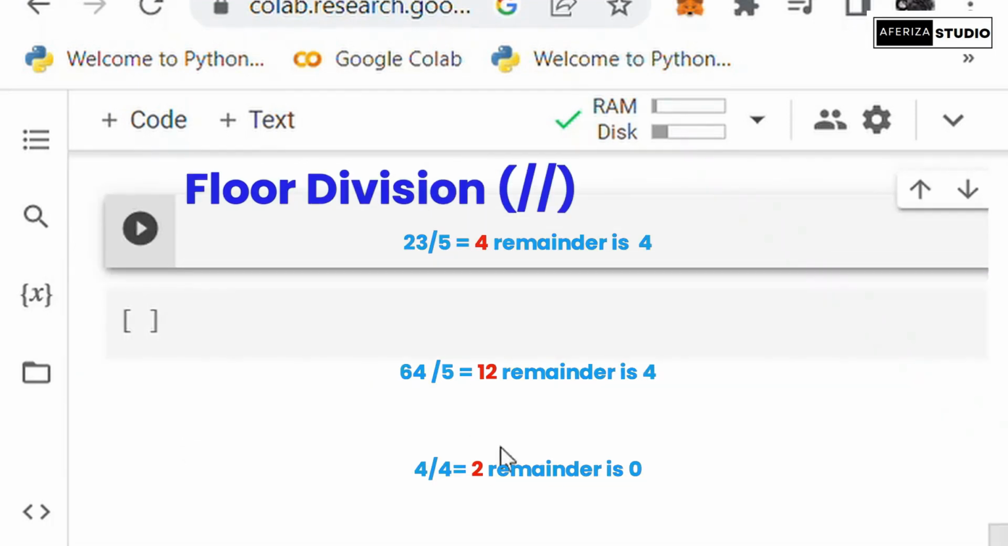Python operator floor division uses the symbol of //. It is a division that results in a whole number adjusted to the left in the number line.